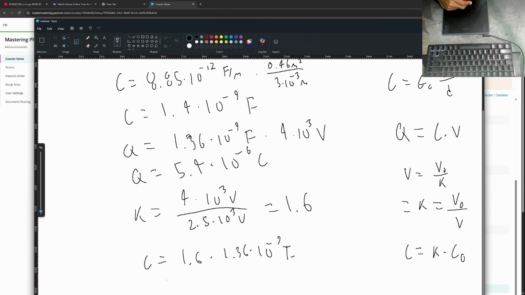And so we're left with our new capacitance of 2.18 times 10 to the power of negative 9 farads.